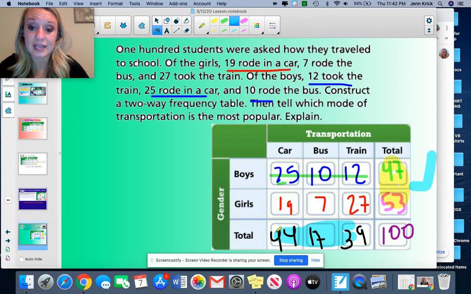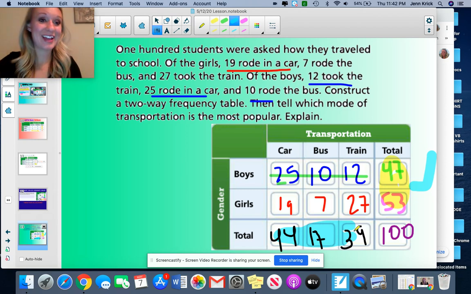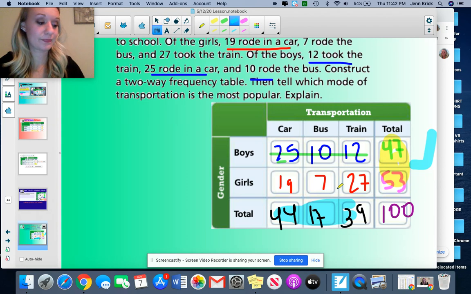Now let's add together the 44, 17, and 39. And I get 100 again. So I did that correctly.